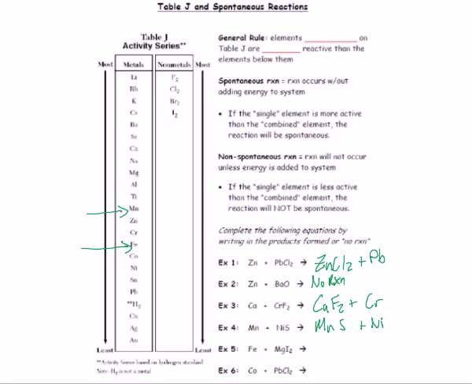Next one, iron and magnesium. No reaction. And number 6, cobalt trying to kick out lead. Yes. Yep, so it's going to be cobalt. Again, cobalt 2 chloride is what we'll go with, plus lead. Any questions, guys?